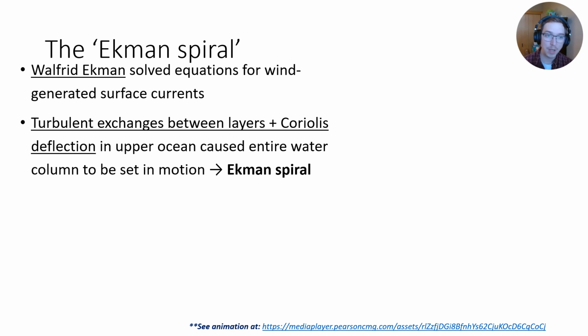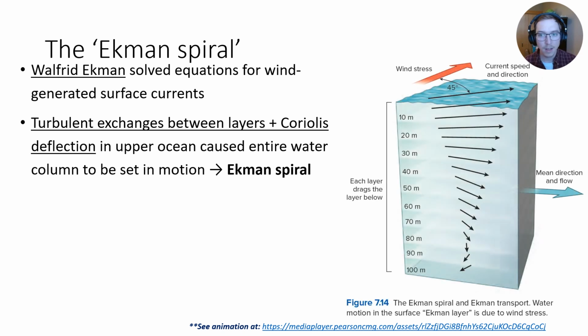We kind of just talked about this, right? You have these turbulent exchanges between layers along with Coriolis deflection in the upper ocean. And that basically causes the entire column to be set in motion. So each layer is moved by friction from the shallower layer, and each deeper layer moves more slowly than the layer above it. We see that here, right? Until around a depth of about 100 meters or so, that movement ceases.